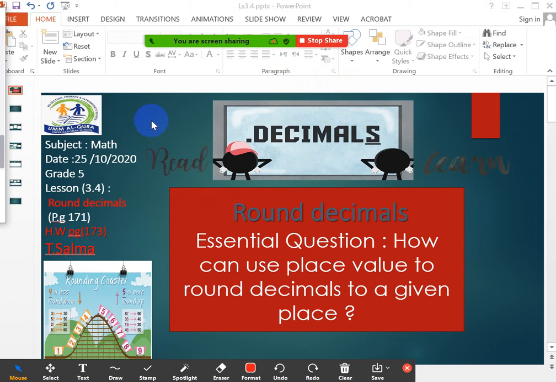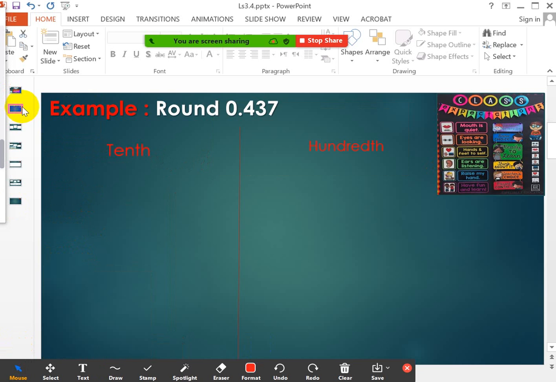So, girls, today we will talk about rounding decimals. So, the same strategy. I have to use the same strategy to round decimals, okay? So, how can you use place value here to round decimals to a given place? I will use the place value as we learned. So, let's start with this example. I want you to focus with me. Look at this example, okay?